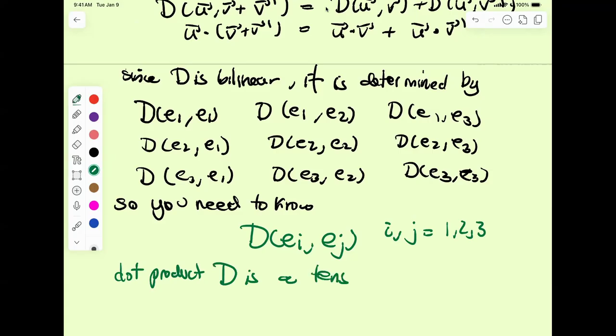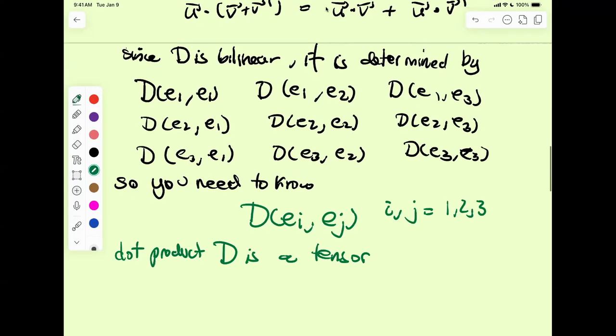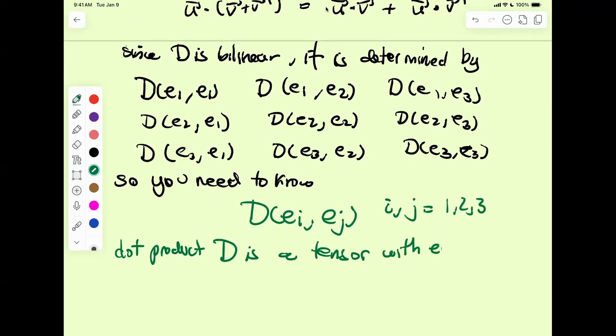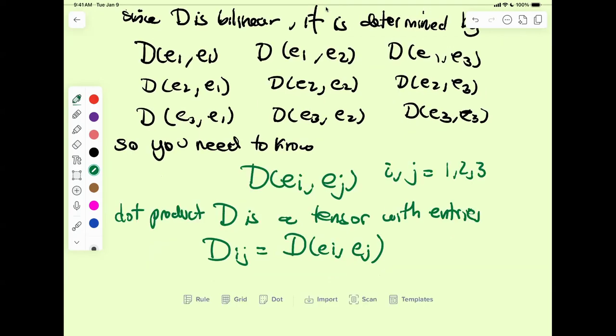But if you go back to the old-fashioned way of thinking of a tensor as a collection of numbers, in this case the collection of numbers is all these possibilities that you have. The tensor has two indices, which you could call D sub i j. Because it has two indices, it would be represented by a matrix. So you can represent the dot product itself as a matrix. In this case, it's a 3 by 3 matrix.